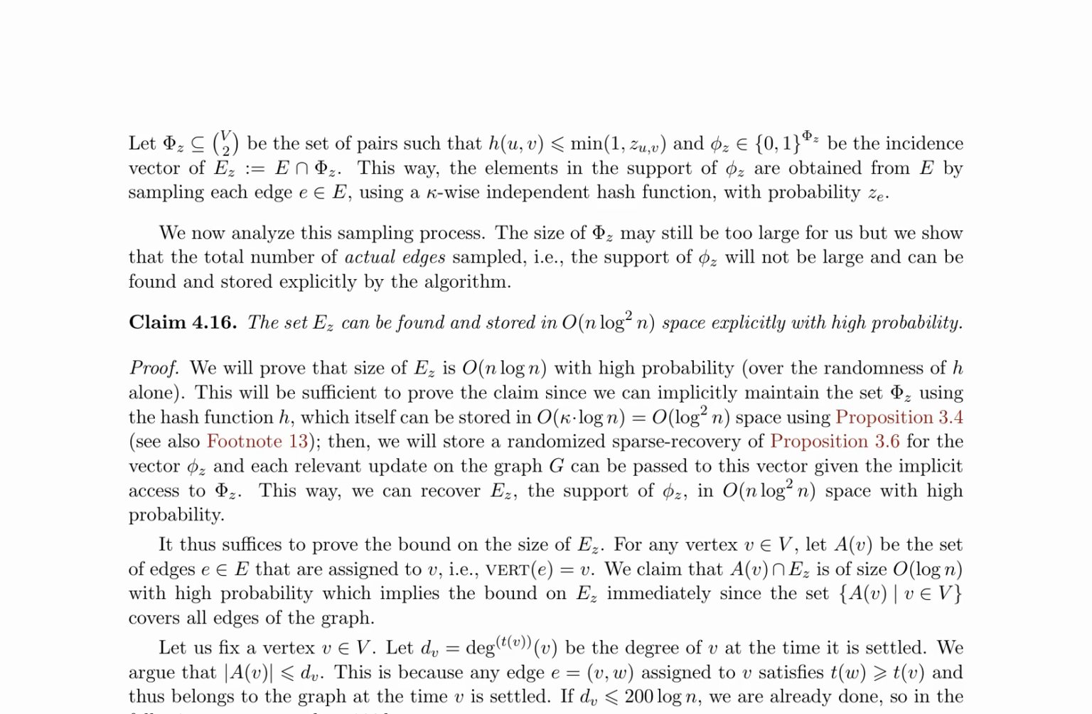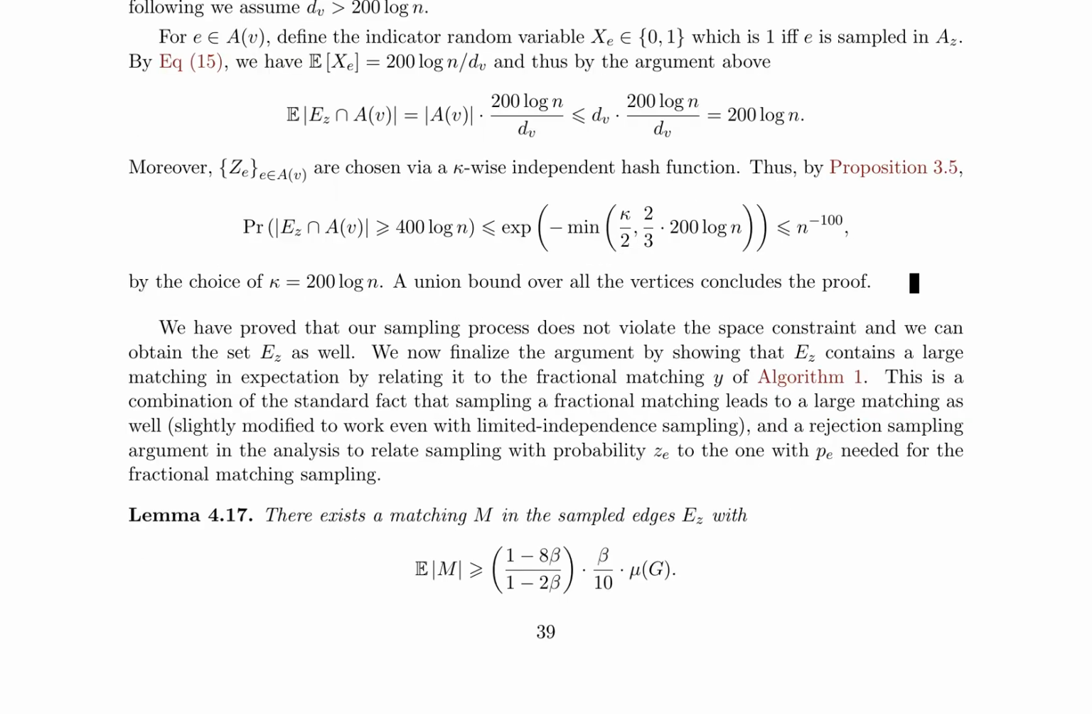To prove the bound on the size of E_z, the authors consider the set A_v of edges assigned to each vertex v. They show that A_v intersection E_z is of size O(log n) with high probability, which implies the bound on E_z. This is achieved by defining an indicator random variable z_e for each edge e in A_v, which is 1 if e is sampled in E_z.